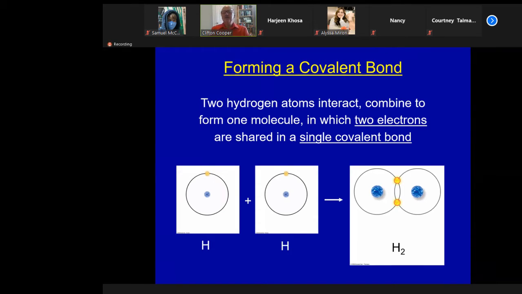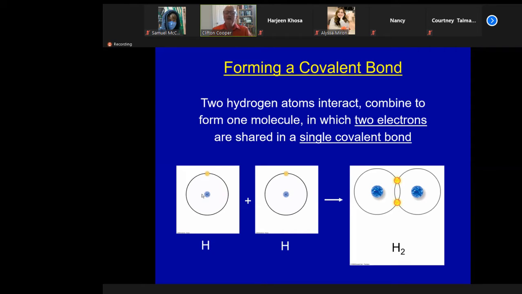So we form this covalent bond, having 2 atoms come together. Each of them by itself is what we call a free radical. That means a single atom that is super reactive, looking desperately to form a bond with something else. And when 2 different hydrogens form this single H2, each hydrogen now has a full outer shell. Here, neither one of them did.